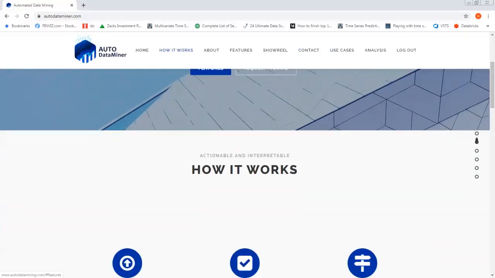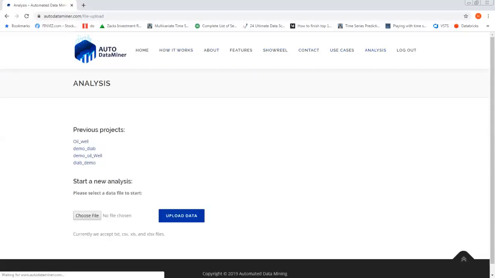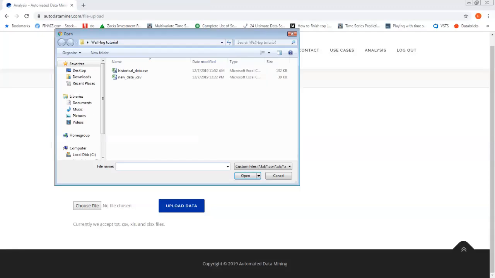If you log into AutoDataMiner, you'll see a link called analysis. Again, if you log into the system, you can see it. Otherwise, you will not be able to see this link. If I click on this analysis link, you'll see the previous projects here. By clicking on these links, I can see my previous projects. Another option here is starting a new analysis, and you can just select your dataset and then start your analysis.